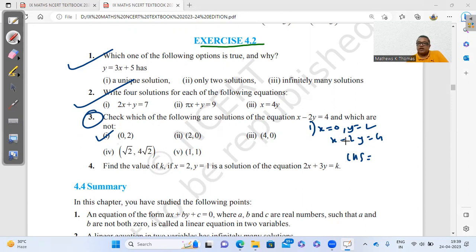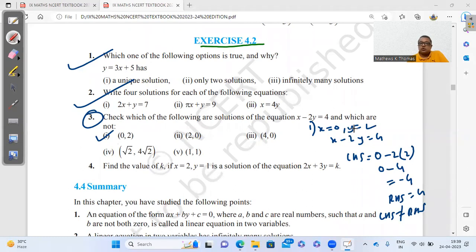So LHS is what? x minus 2y. Instead of x, if I put 0, I'll get 0 minus 2 into y. What is the value of y here? 2. So I'm going to get 0 minus 4, so it is minus 4. But my RHS is what? Positive 4. So we say that LHS is not equal to RHS.